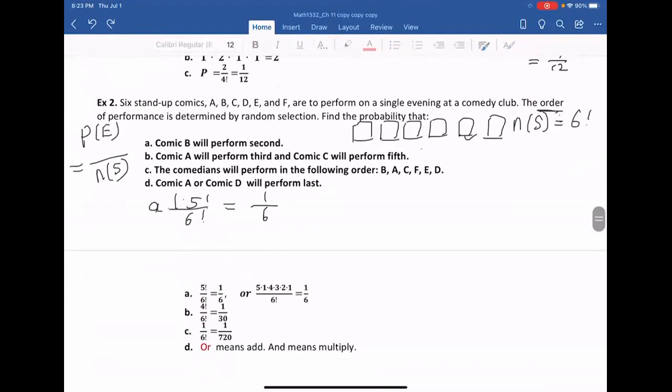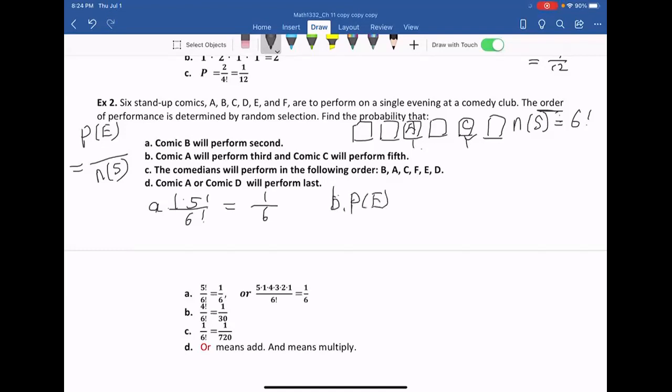Okay, here. So the second one, comic A performs third. That means here is A, and C will perform fifth. Here is C. So these two have only one choice, and the rest of them, which is B, D, E, F, four of them, we arrange in different ways. So the number of event E equals four of them arranged randomly, and these two just have one choice, times one times one. The bottom part, the number of the sample space, is 6 factorial, equals 6 times 5 times 4 factorial, and then the answer is 1 over 30.